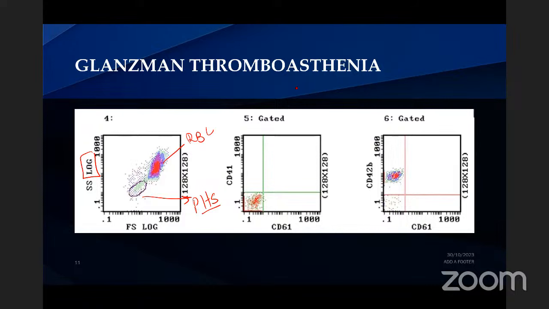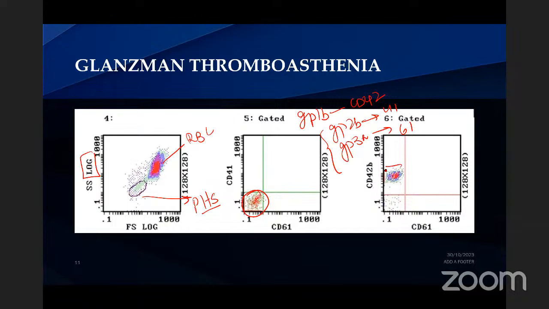Normally, if I have to see the platelet antigens, we know we have GP1B, GP2B and GP3A. So these are the antigens which we have to identify. Everybody knows that GP1B is identified by CD42, GP2B by CD41, and GP3A by CD61. So once we see that any platelet is negative for 41 and 61, that is, there is absence of GP2B3A, which is very, very classical of Glanzmann thrombasthenia.